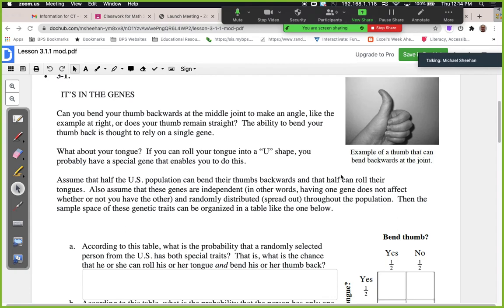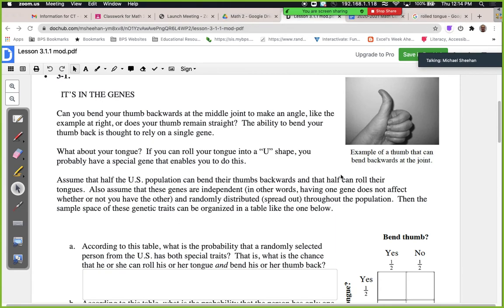It's in the genes, it says. Question is, can you bend your thumb backwards like the person in the picture? Some people can, some people can't. Some people, their thumb is straight. I personally, my thumb goes backwards like in the picture.